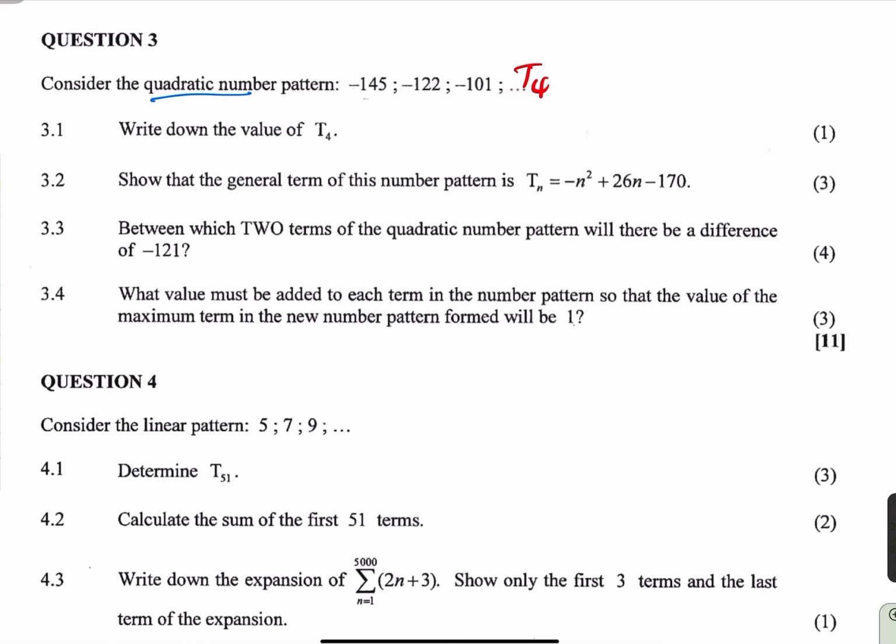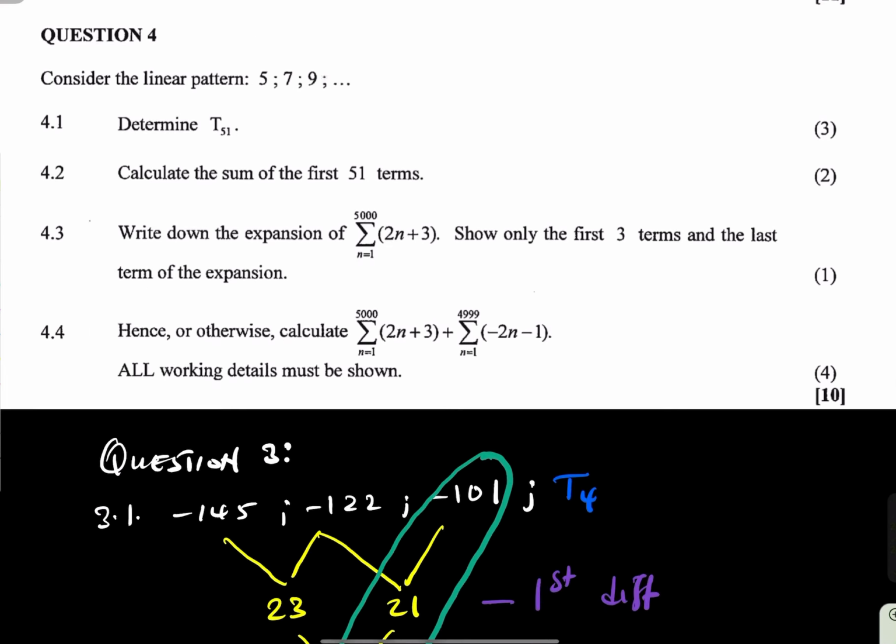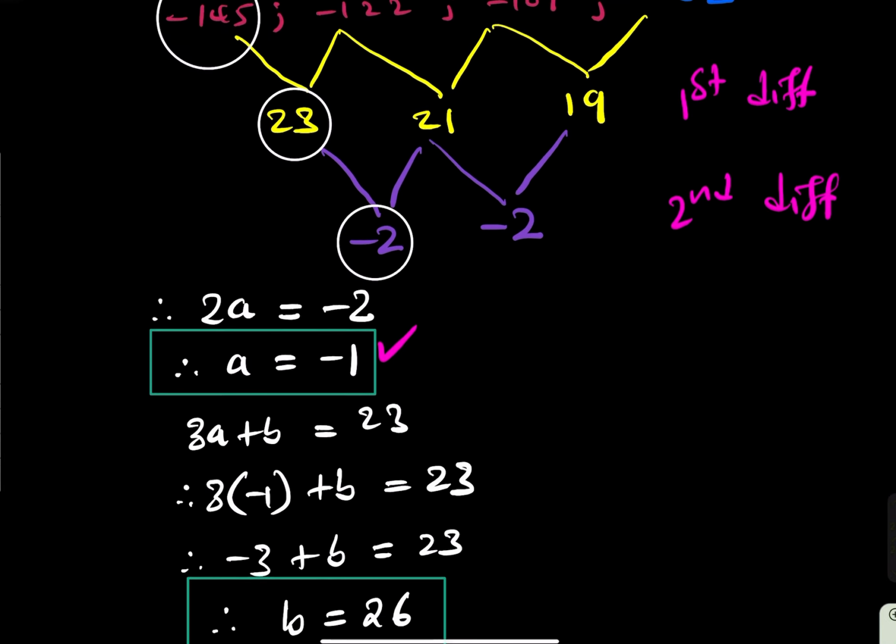Remember, we're still on number pattern, so your mind should really be thinking along those lines. We are saying, between which two terms of the quadratic number pattern will there be a difference of minus 121. They are looking between which two consecutive terms primarily of the quadratic pattern will there be a difference of that value. In mathematics, it's important that you read the question 3 times if you don't get it in the first place. All right.